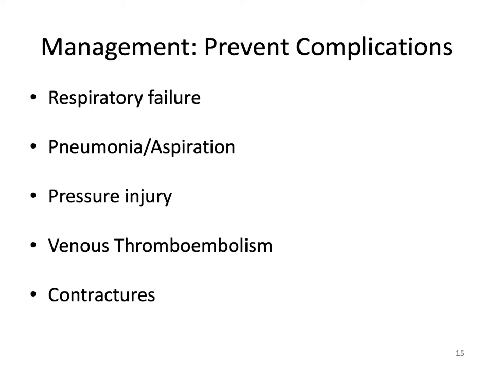Maintaining the airway and providing supplemental oxygen can prevent respiratory failure. Pneumonia and aspiration can be prevented by oral hygiene, as well as administering a proton pump inhibitor or H2 blocker, and being cautious with nutritional support. Pressure injury as well as contractures can be prevented by turning the patient every 2 hours, as well as doing range of motion. Venous thromboembolism can of course be prevented by SCDs or Lovenox or subcutaneous heparin therapy.